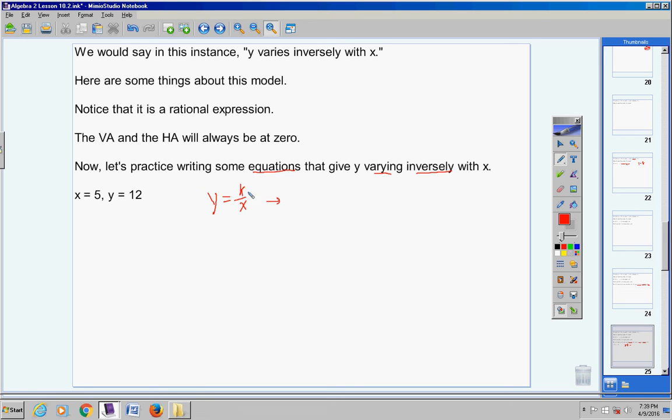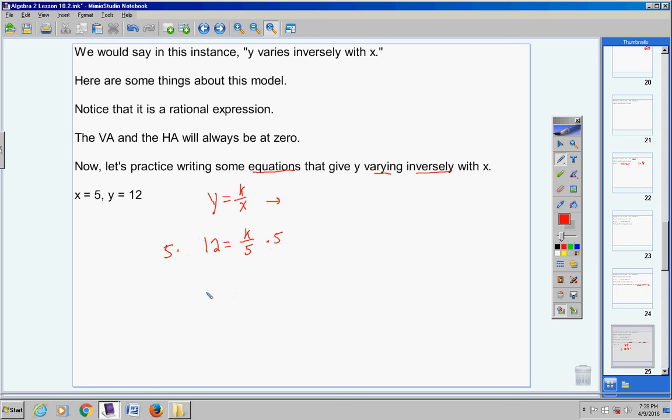First of all, we have to solve for k like always. So here's my y, I'm going to put a 12. Here's my x, 5, so I'm going to put a 5 for x. Now, this is so simple. How would I solve for k? Well, the 5 and the k are not multiplying, they're dividing. What's the opposite of divide? Multiply. So I'm going to multiply both sides by 5. Multiply this side by 5. Multiply this side by 5.